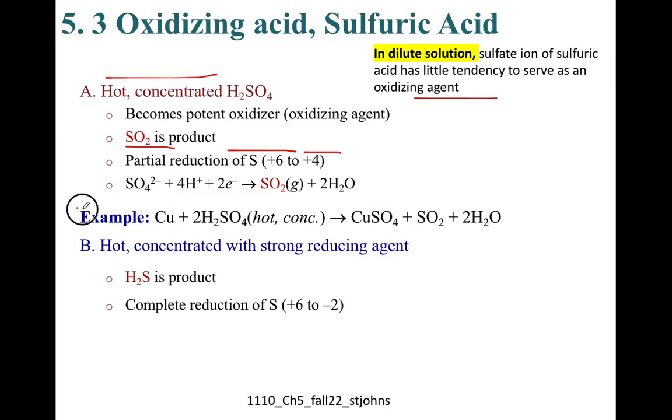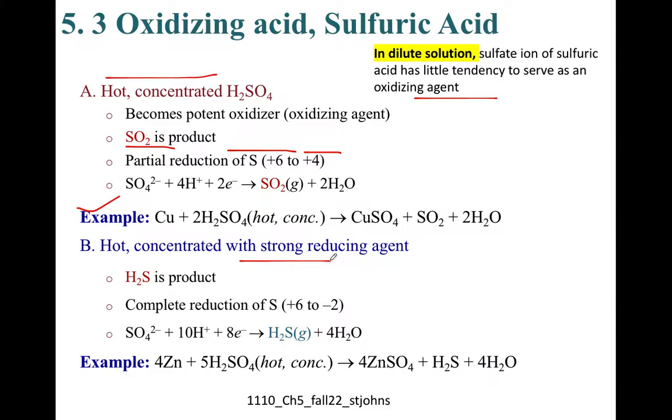Here is another example. It can even work as an oxidizing agent with a strong reducing agent. Hydrogen sulfide is the product when it reacts with zinc metal and sulfuric acid. This is a further reduction, giving zinc sulfate, hydrogen sulfide, and water, where sulfur goes from plus 6 to minus 2.